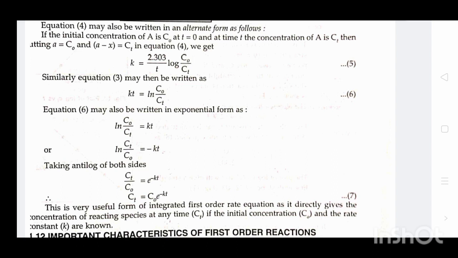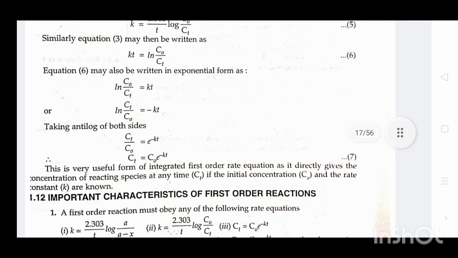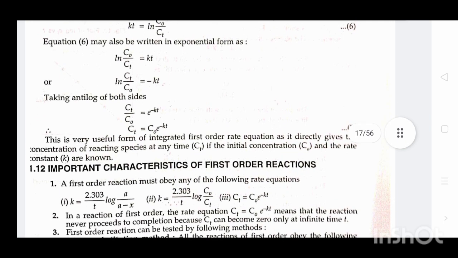Equation 6 may also be written in exponential form as ln C naught by Ct equals kt, or ln Ct divided by C naught equals minus kt. Taking antilog on both sides, Ct divided by C naught equals e to the power minus kt, so Ct equals C naught e to the power minus kt. This is a very useful form of the integrated first order reaction equation, as it directly gives the concentration of the reacting species at any time Ct if the initial concentration C naught and the rate constant k are known.